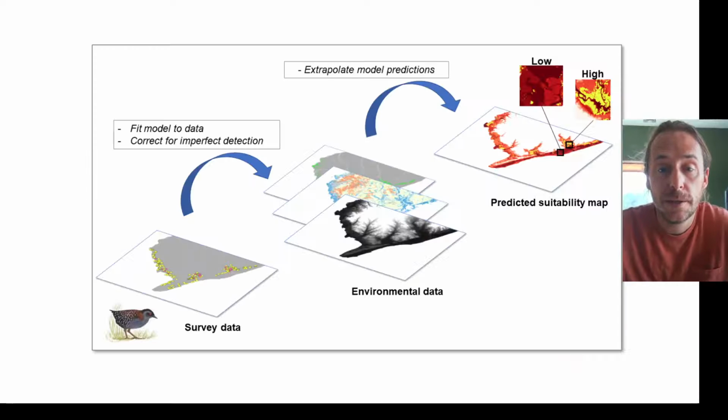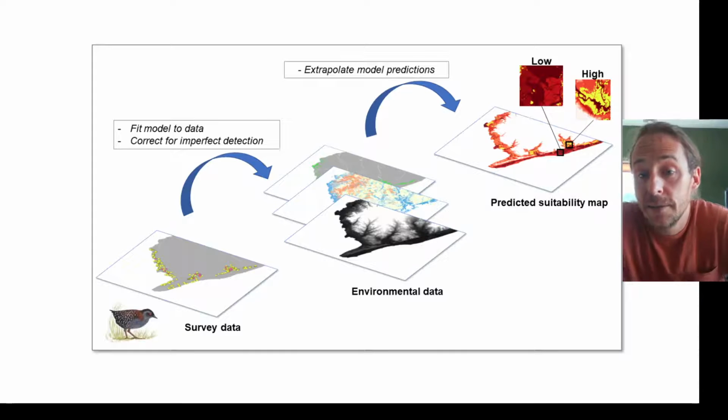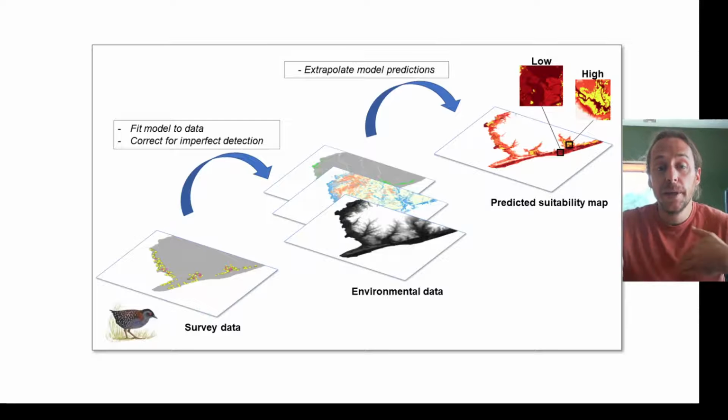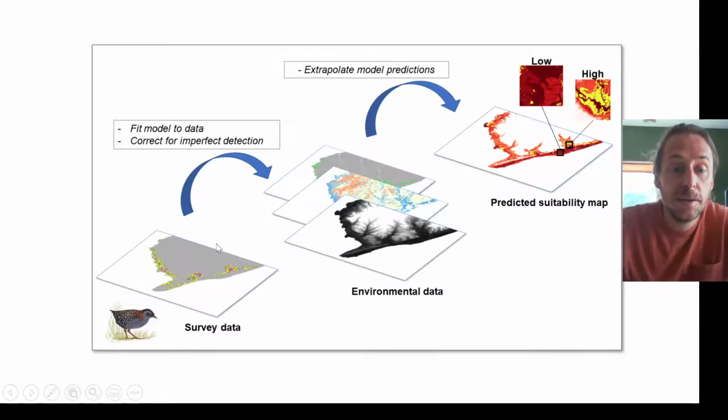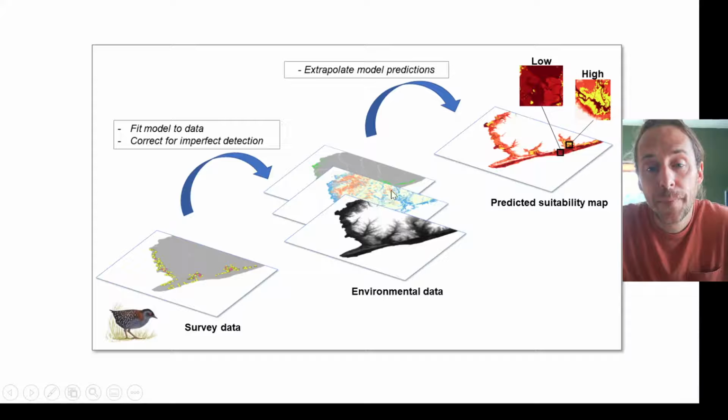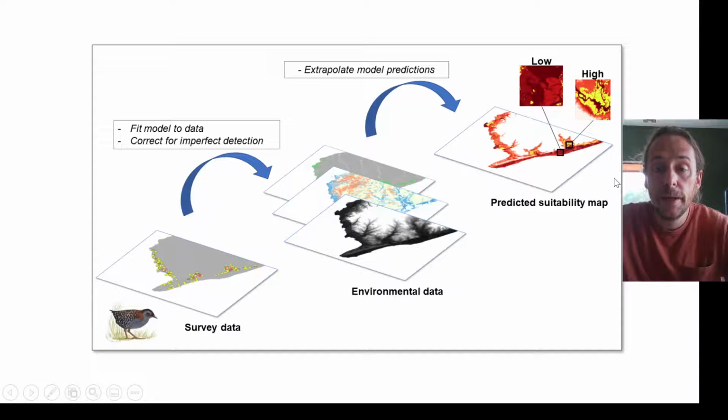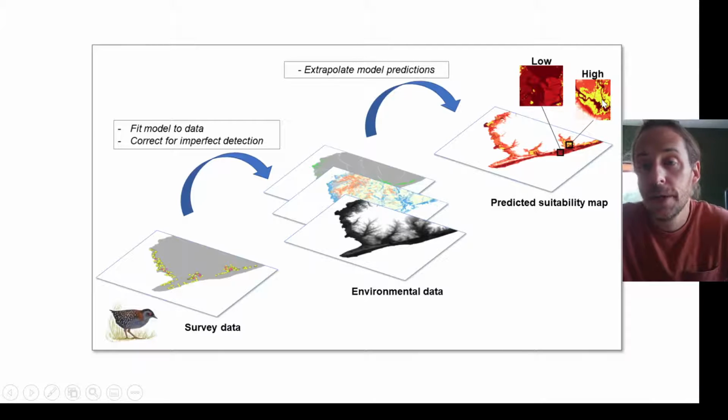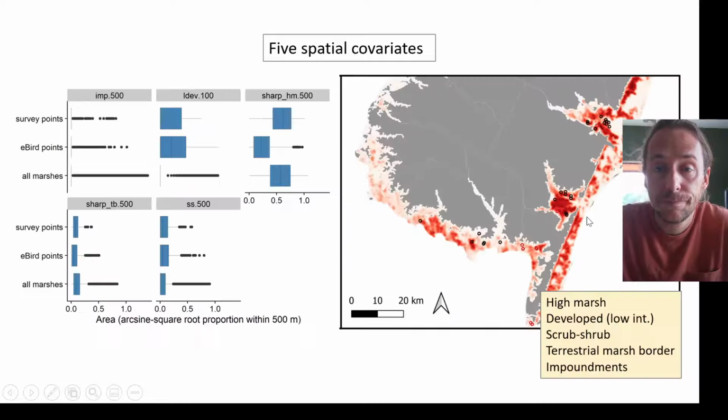So we do this with Bayesian habitat models, and we build that using survey data collected by the New Jersey Endangered Species Program, a lot of environmental variables about wetland cover types, and produce a suitability map that I'll show you in a minute that predicts either, on a continuous scale, either high or low suitability for that species.